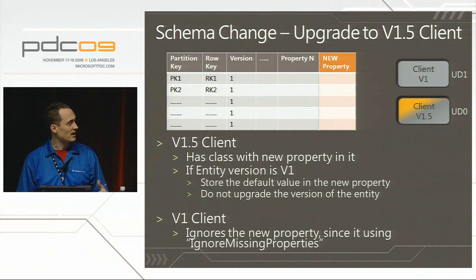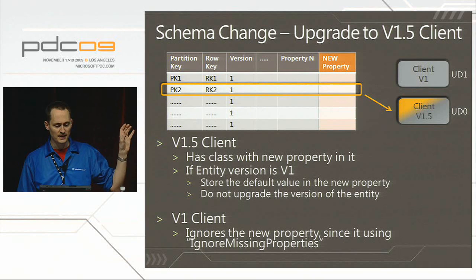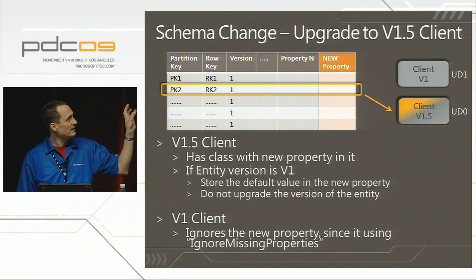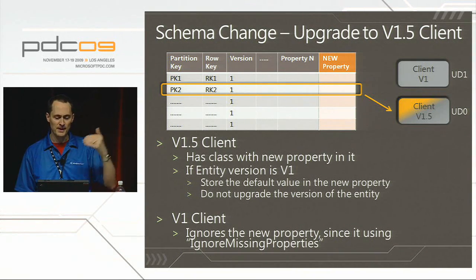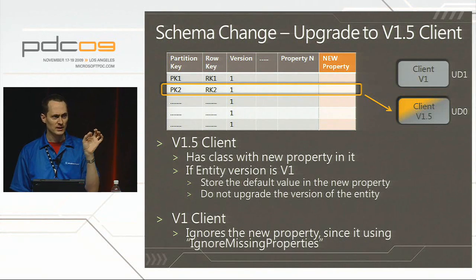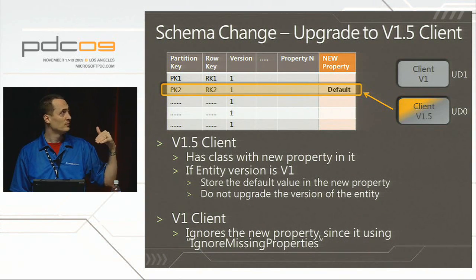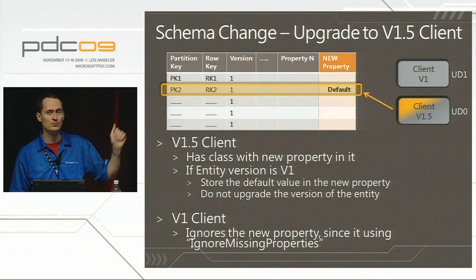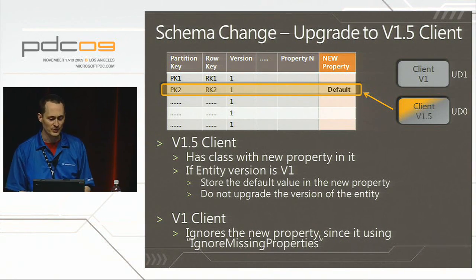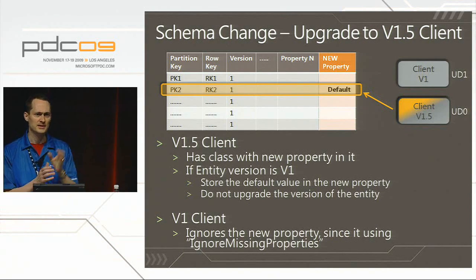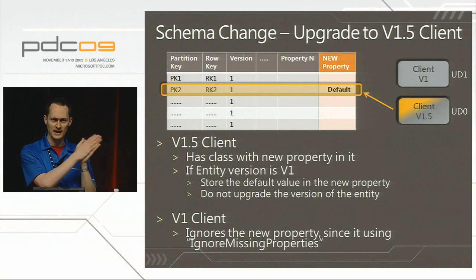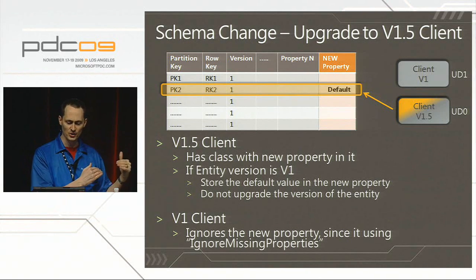So we've upgraded this client to v1.5. This client has the new property in it. When it accesses this table and retrieves the entity, it'll get back the properties, and it realizes that this is a version 1 entity. So it's going to update it with a version 1 piece of code, and then just put a default value into the new property. Okay? Note that it doesn't actually update the version because it knows that this is version 1, and I need to respect that and update it with version 1 code.